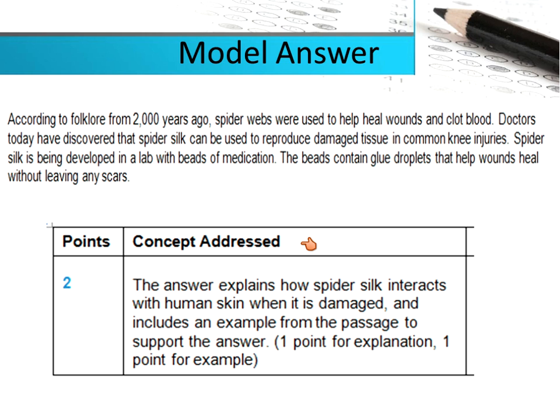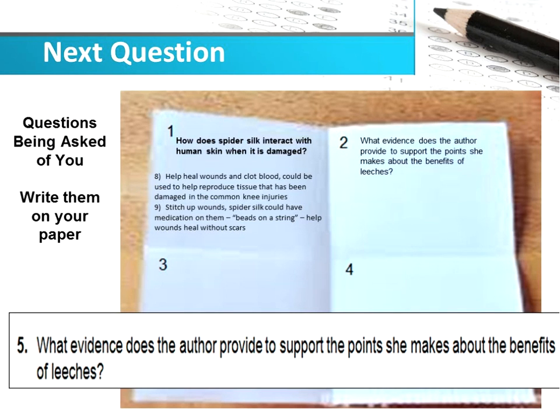Now, the way that they scored this gives you an example to see what they are expecting, and what somebody scoring your student's response would be watching for. It's worth 2 points, and the answer has to explain how spider silk interacts with human skin when it's damaged, and they also need to receive a point for including an example from the passage to support their answer. That gives you an idea of what they are looking for. And like I said, these are located within the curriculum to be able to see these examples.